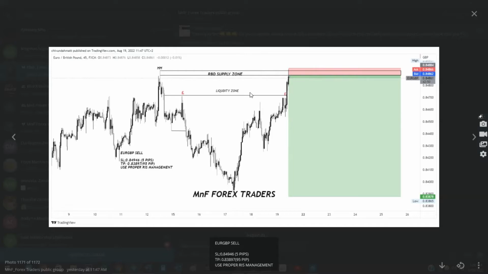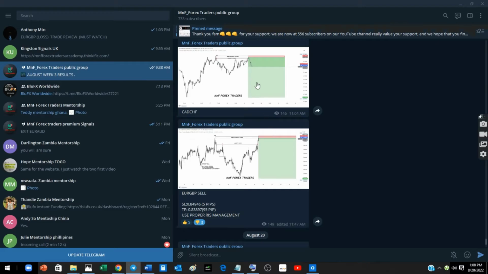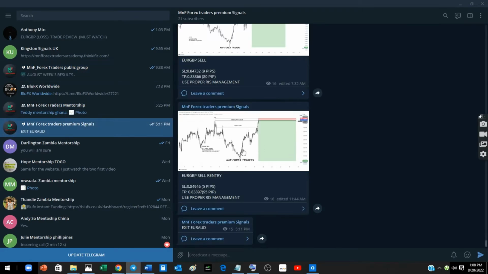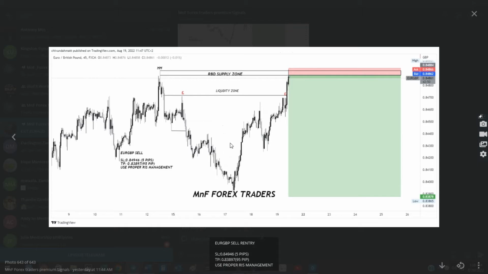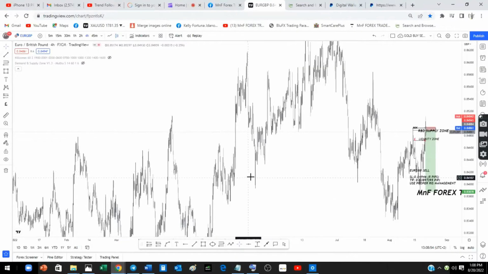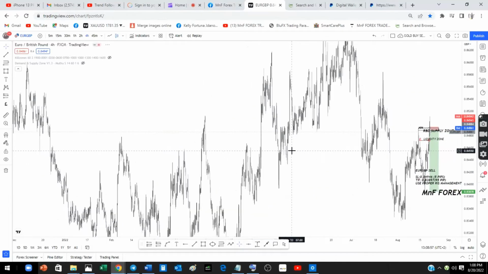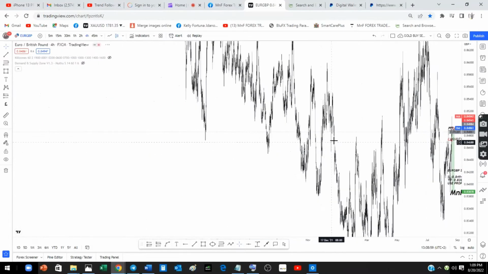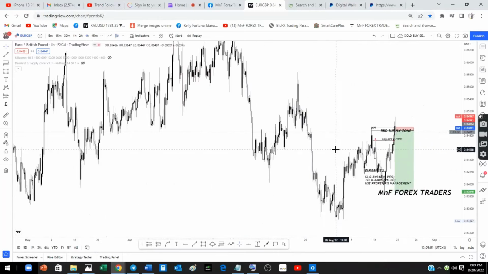The signal was sent both in our private community and also our public community. However, this was in the public community, and you can actually see that it was also shared in our private community right here. However, this trade turned out to be a loss, and yeah, it is what it is. So let me just show you my reasoning behind me taking this particular trade.